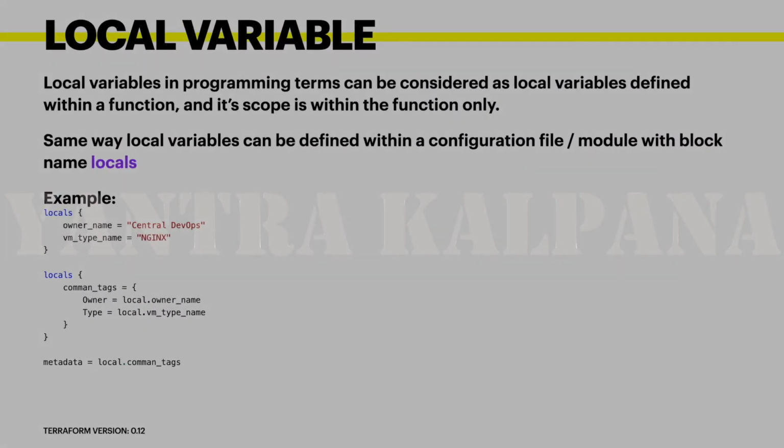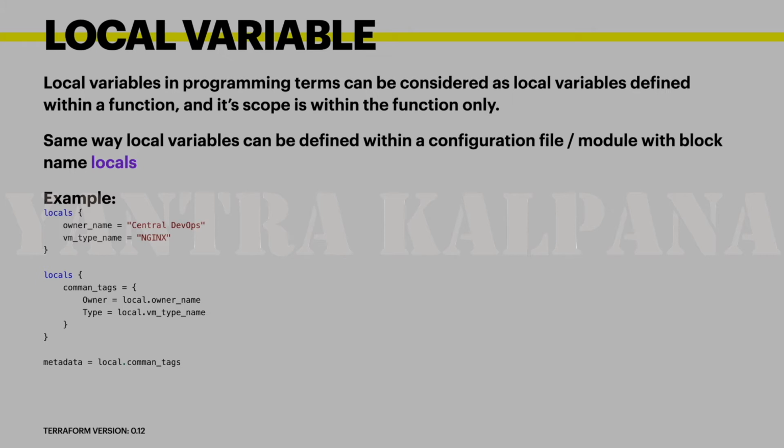Now let's talk about local variables. Local variables, in programming terms, you can consider as a local variable defined within a function, and its scope is only within the function. It cannot be used outside of the config file as we use the variables. So local variables are also defined like a variable. They are defined within the config file or modules with the block name of locals.